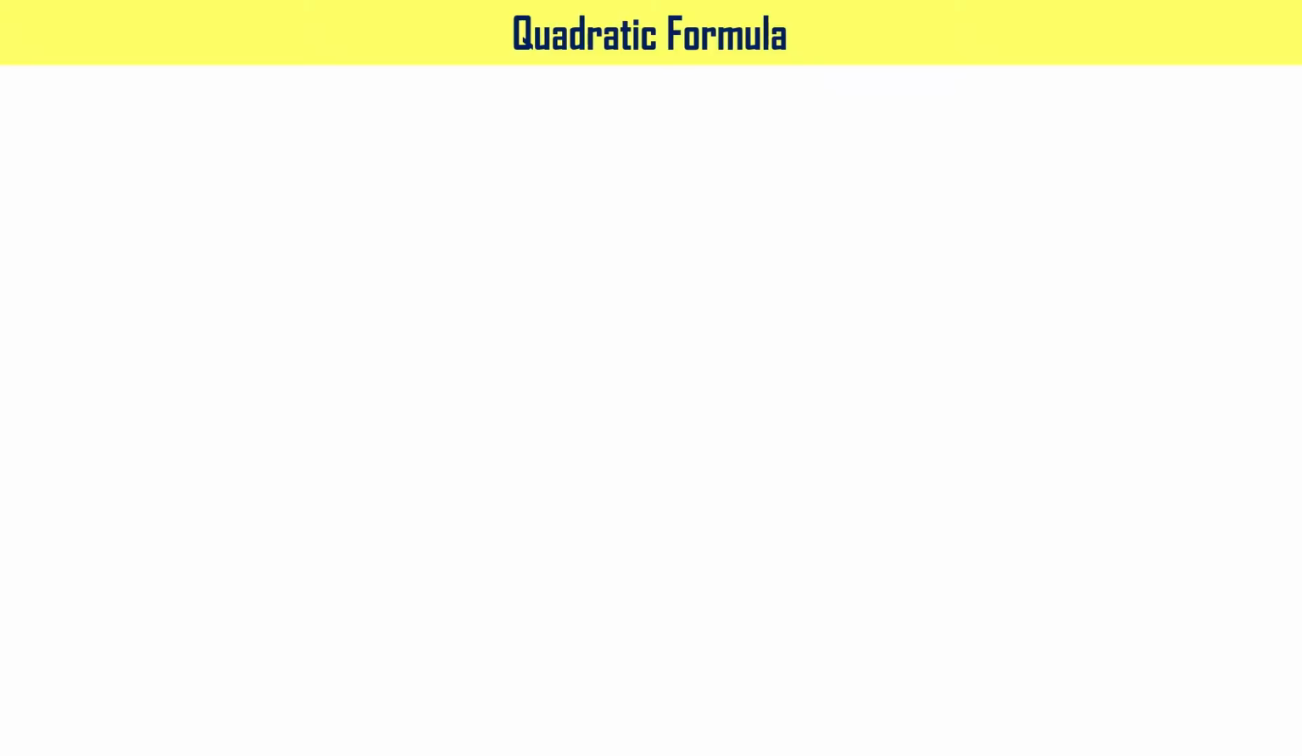Let us learn about the quadratic formula now. To do that, let us first find the roots of ax square plus bx plus c equal to 0 using the completing square method. In the previous video, we learnt how to find roots using the completing square method, right? We are going to use that method now to find the roots of ax square plus bx plus c equal to 0.